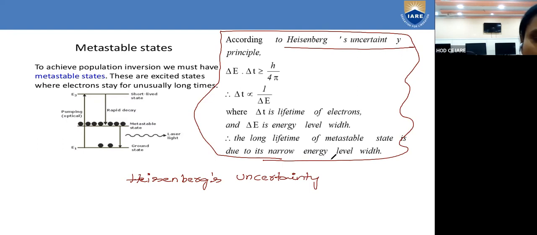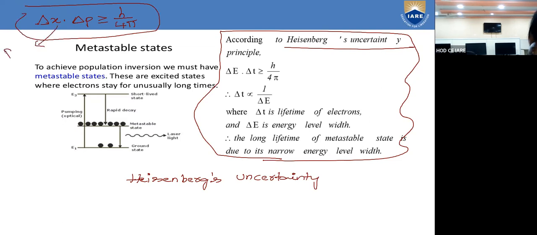According to Heisenberg's uncertainty principle, it is impossible to specify precisely and accurately the values of two members of a particular pair. You must have seen this expression of Heisenberg's uncertainty principle: delta x, delta p is greater than or equal to h by 4 pi. Delta x is position and delta p is momentum.